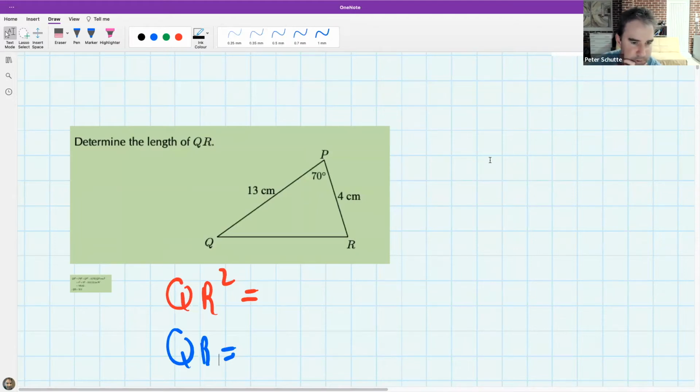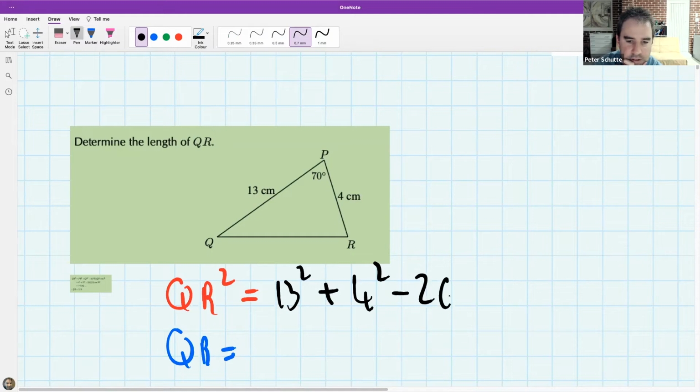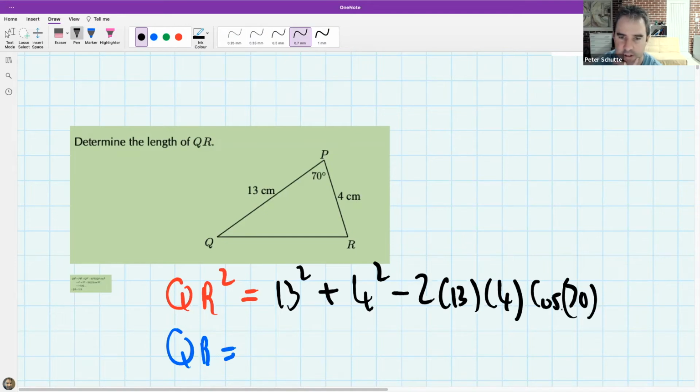So think about what do you need to write first. There's the sort of Pythagoras-y bit. And then there's the sort of the extra bit after that. So 13 squared plus 4 squared minus 2. And that's why I put them in a bracket. 13 times 4 times the cos of 70. And then we would have to get QR.